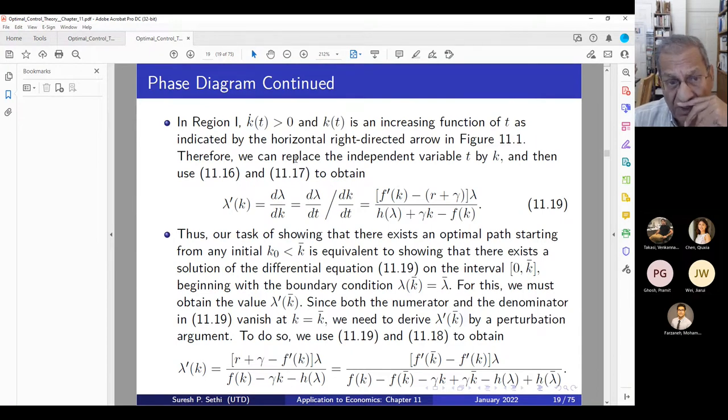Because it's increasing, we can actually replace the independent variable t by k. Because it's strictly increasing, so they are in unison. So instead of lambda prime t, we can analyze lambda prime k. Analysis would be similar, so we might as well do this. And then lambda prime k is d lambda dk, which is nothing but d lambda dt over dk dt, and we have all of these, so we can put this formula here. We know the lambda dot, we know k dot, so this is giving you the lambda prime k.